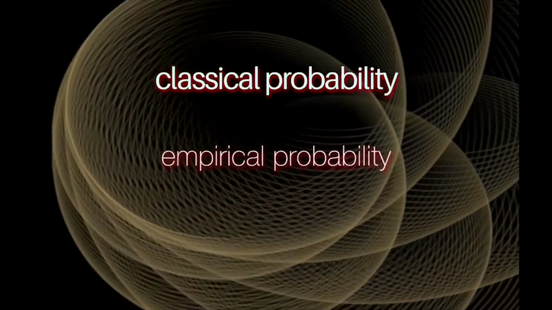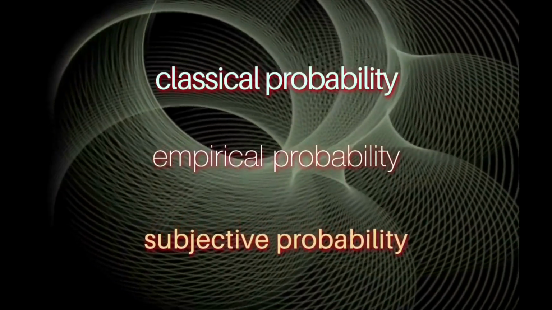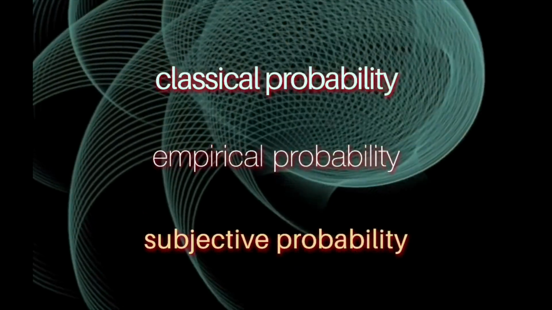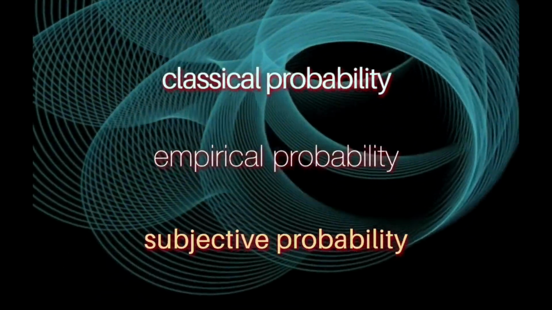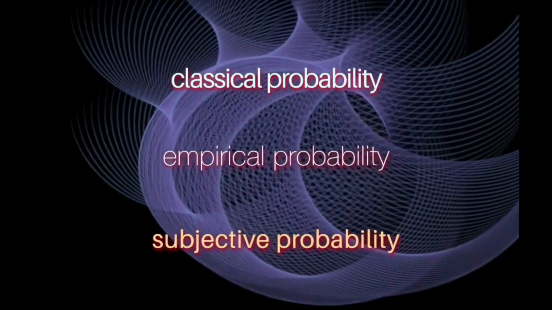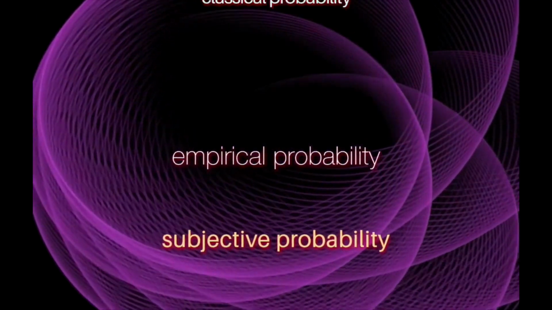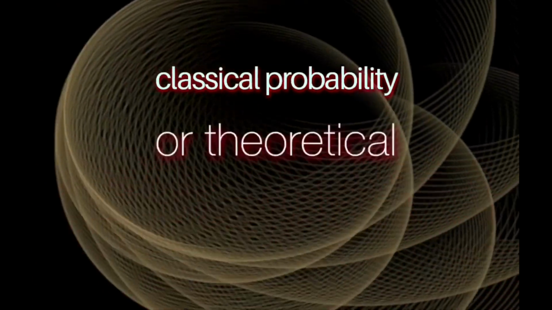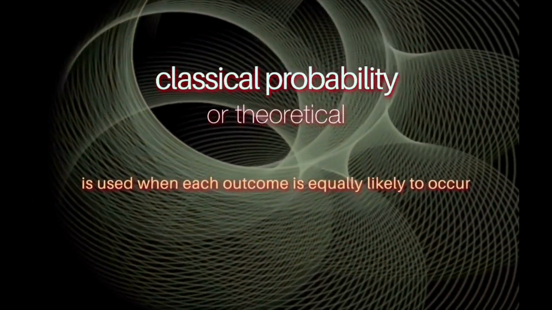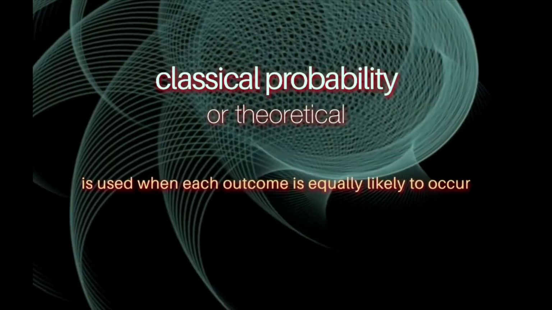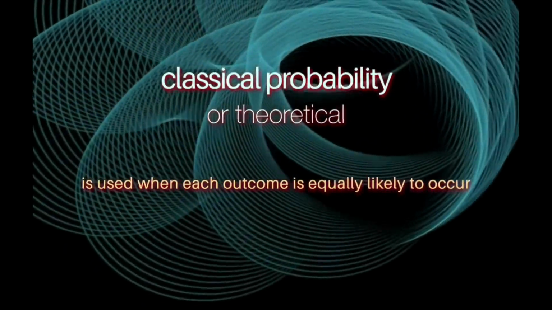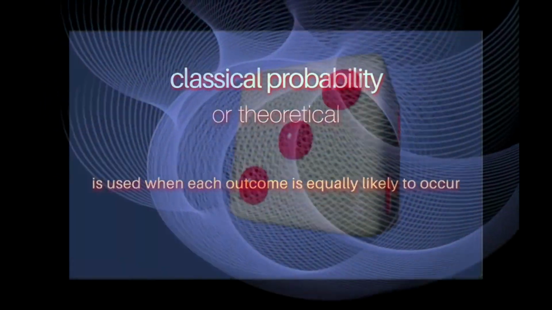In the basic concepts of probability and counting, there are 3 types of probabilities: classical probability, empirical probability, and subjective probability. Classical probability, also known as theoretical probability, is used when each outcome is equally likely to occur.